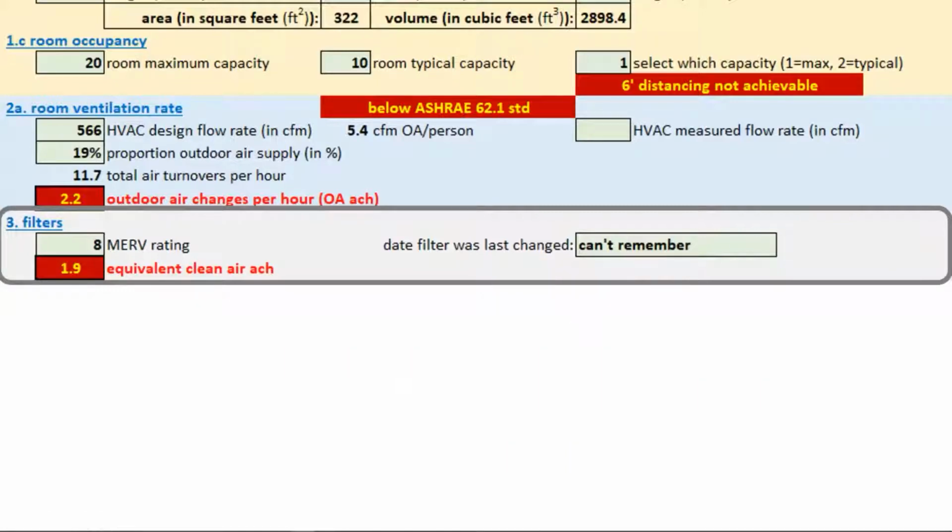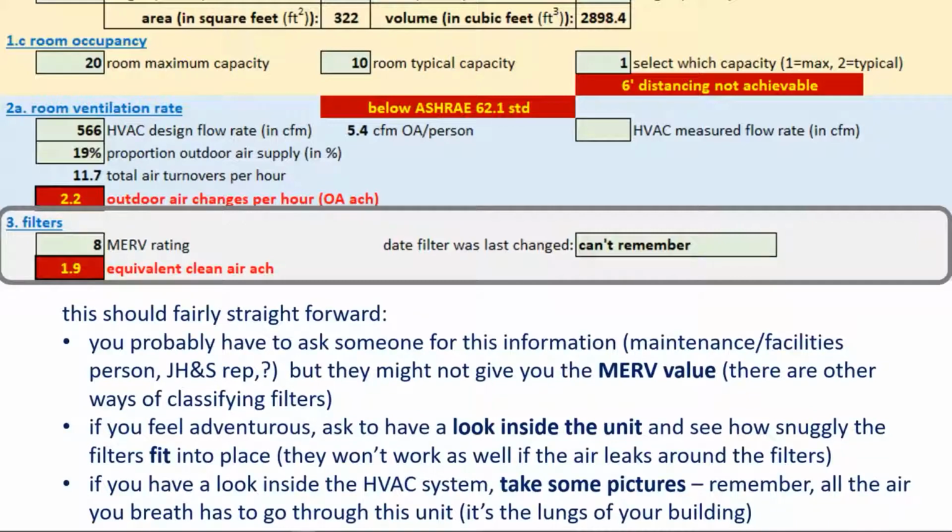Okay, now we have the filters. This should be fairly straightforward. You can ask anyone who purchased the filters for the organization what they are. Sometimes this is a contractor, so you may have to talk to the contractor, the maintenance facility person, maybe the health and safety rep knows.